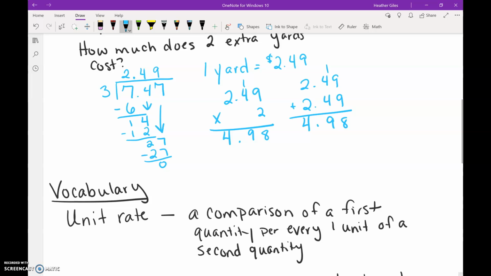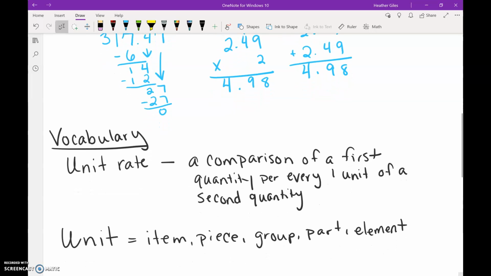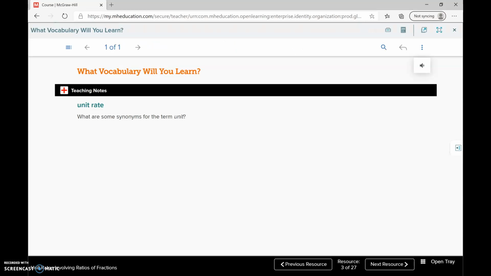So what are some synonyms? A unit is an item, a piece, a group, a part, an element. It's those individual things that are part of that. A unit rate would be how many of those pieces I have for one total piece. All right.